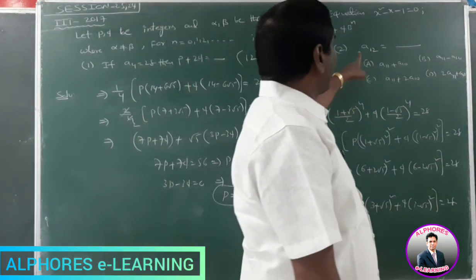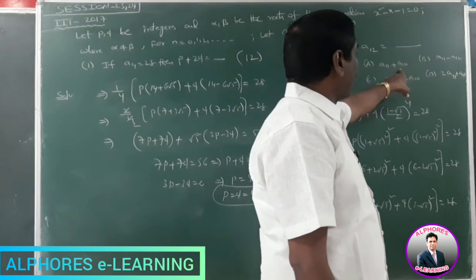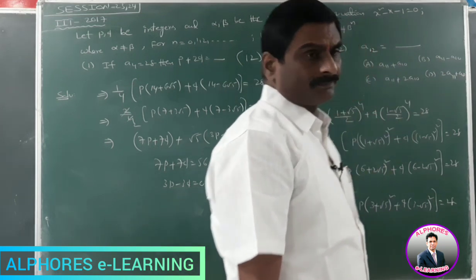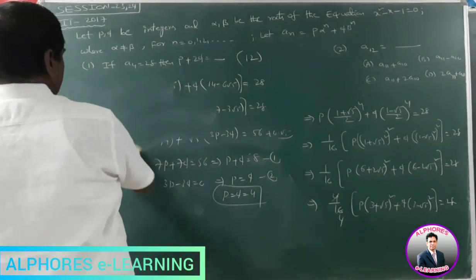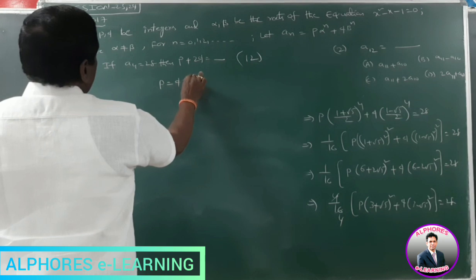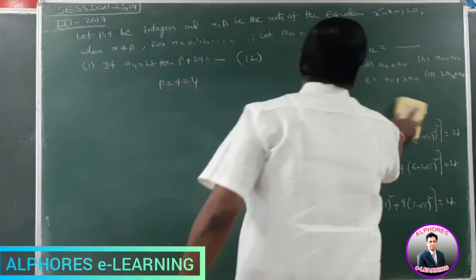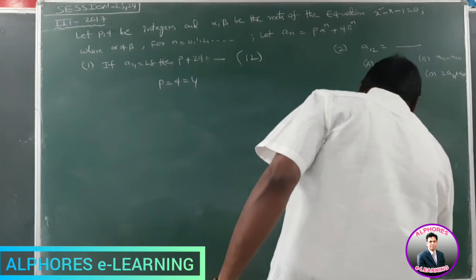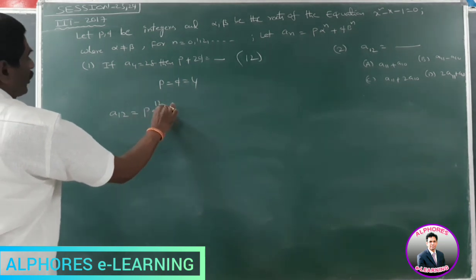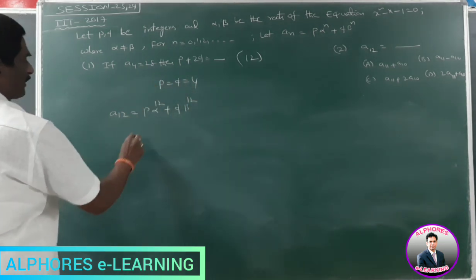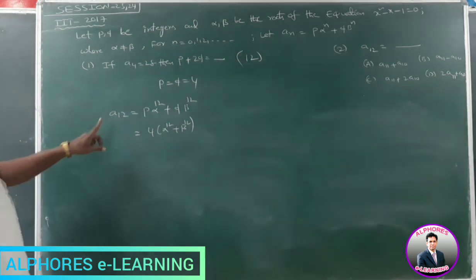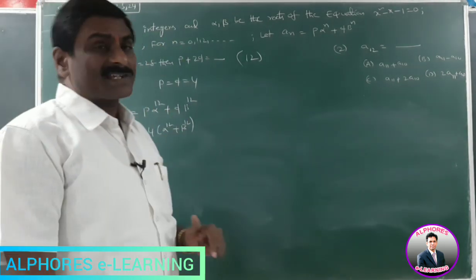A12 is equal to dash. Options: A11 plus A10, A11 minus A10, A11 plus 2 into A10, 2 into A11 plus A10. Here p is equal to q is equal to 4 from the first one. Now we find the value of A12. A12 means p into alpha power 12 plus q into beta power 12. That means p means 4, 4 of alpha power 12 plus beta power 12. We find this value by verification.